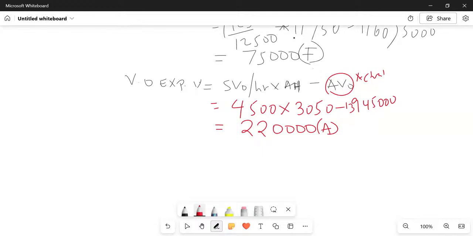Yes. Let's see. Ukisha attempt, unaandika tu A for attempted. A for attempted. Hata kama umekosea, so what? So long as you have attempted. Variable overhead, efficiency, variance.